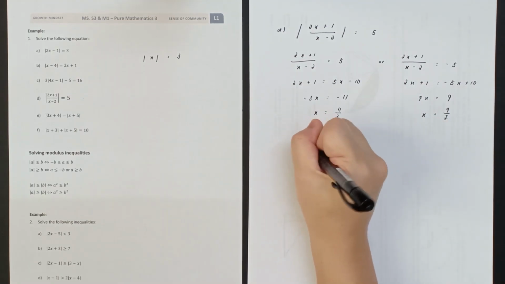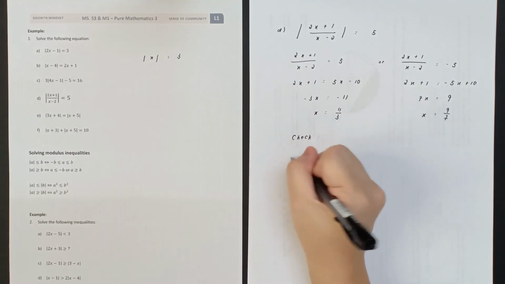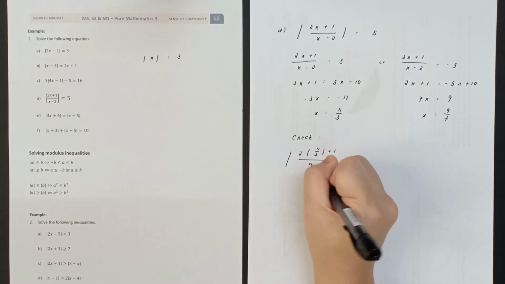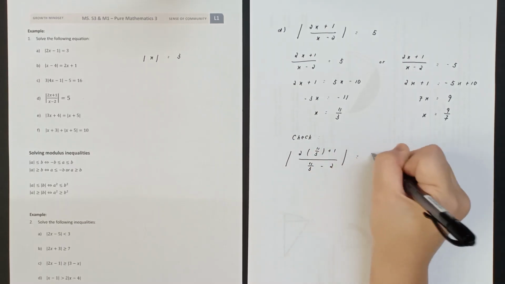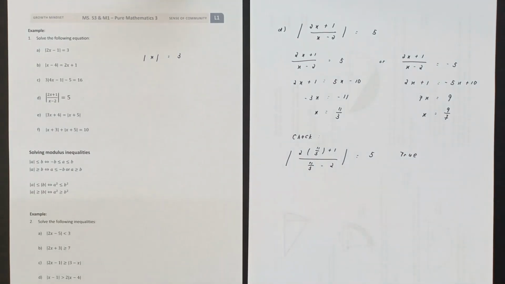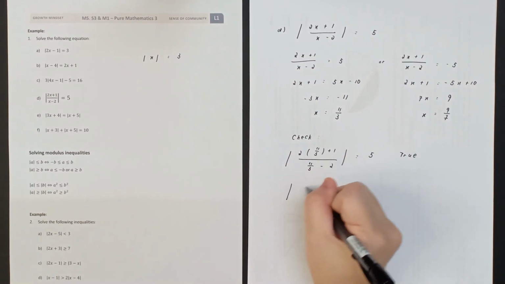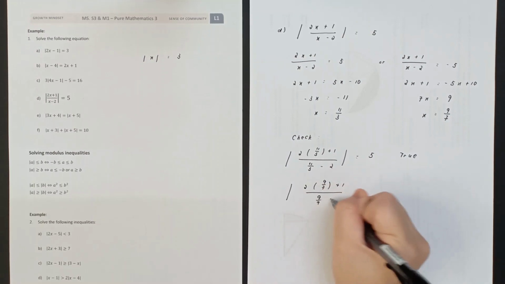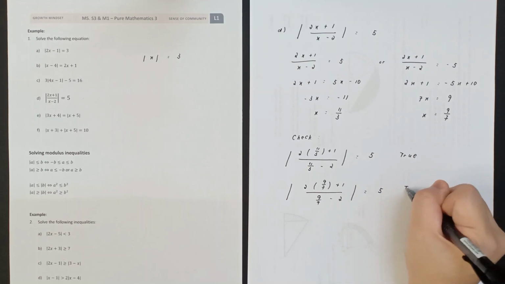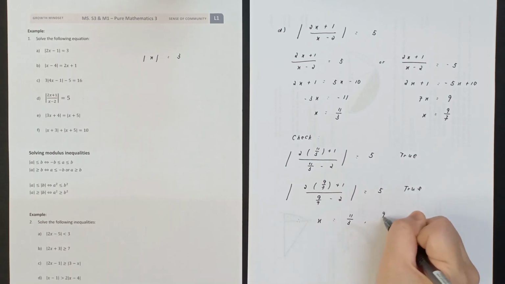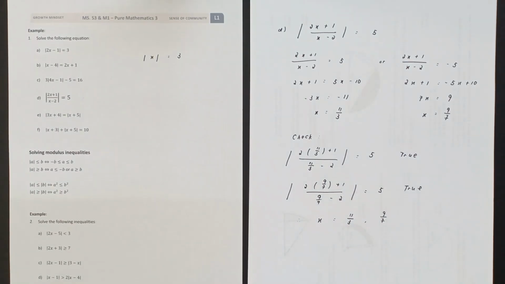Same thing, you do the checking part. Substitute. I'll skip this part, since I already used the calculator to solve it, so you just make sure that you go through the process again by yourself. So 2 times 9 over 7 plus 1, over 9 over 7 minus 2, you should be able to get 5 as well, so this is true. So you have two answers here, which are x equals 11 over 3 and 9 over 7. Alright, so that's D. Let's go to the second question.